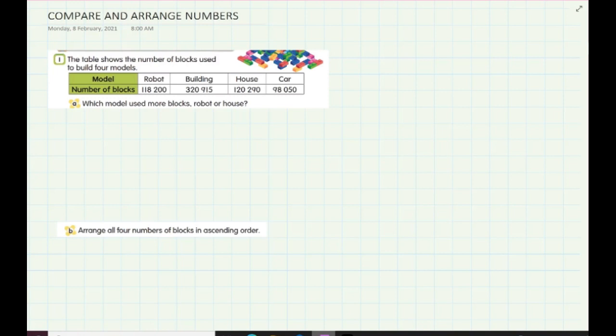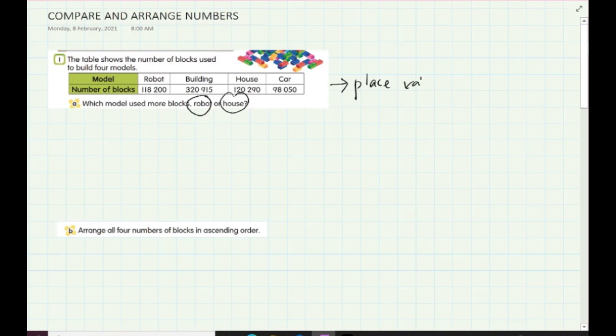The table shows the number of blocks used to build 4 models of robot, building, house and car. And the number of blocks according to the model is about 118,200, 320,915, 120,290, and for car 98,050. And the question asks you which model use more blocks, robot or house. I want you to introduce the technique to compare the number using place value chart.